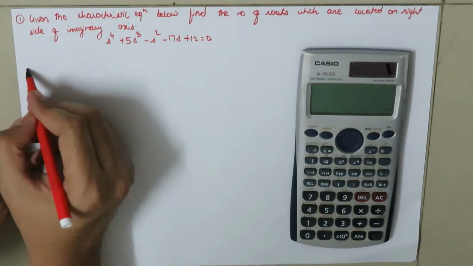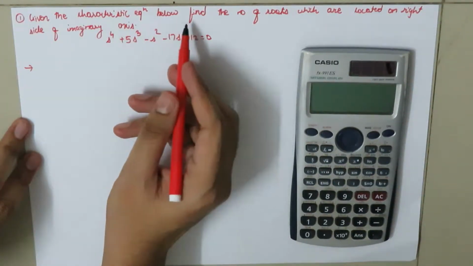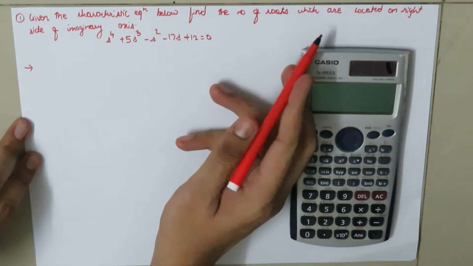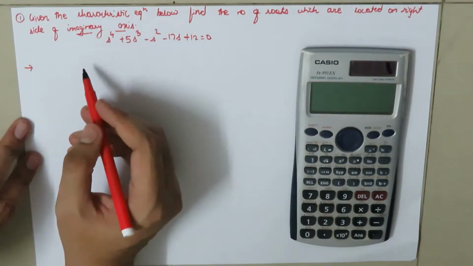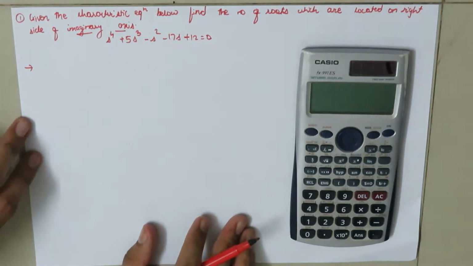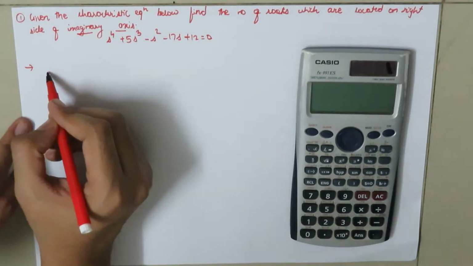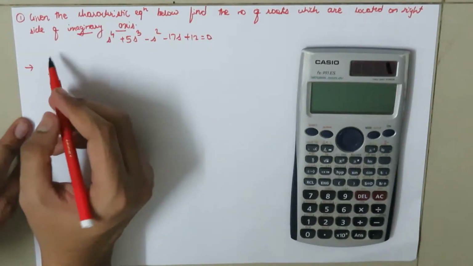And given the characteristic equation below, find the number of roots which are located in the right side of the imaginary axis. Means here we need to find the number of roots with positive real parts, which are lying in the right half plane. So here what we are going to do is construct the Routh array.